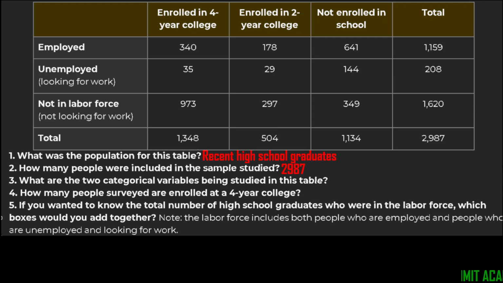Then it says for number 3, what are 2 categorical variables being studied in this table? We're going to talk about what is the left side. Again, if you can fit it in there, anywhere works out, but this is number 3. It says college enrollment and employment status. So it's basically asking, what is this group on the left side? That's employment status, and then the top columns are going to be the college enrollment.